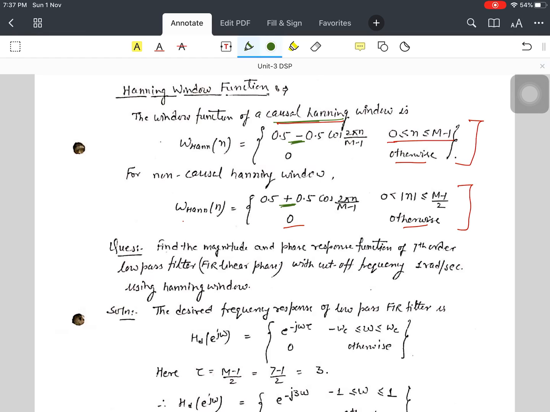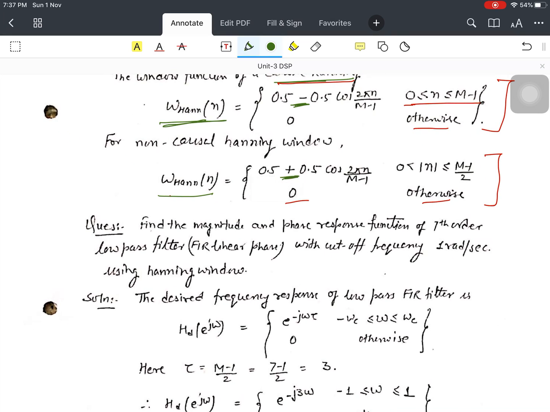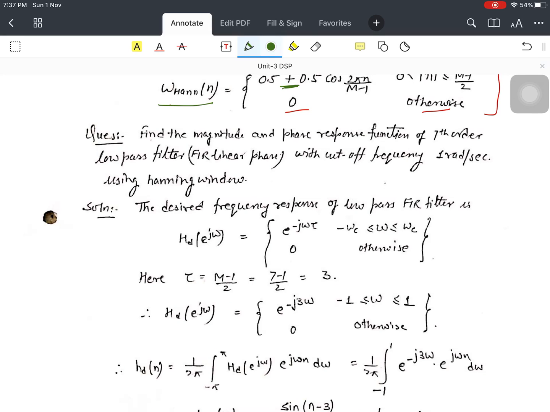Now, the procedure for designing an FIR filter using the Hanning window technique is the same as what we used for the rectangular window. The only change is the windowing function. There it was w_R(n) equal to 1; here we have the Hanning function. Since the process is the same, there is no need to discuss it again. So, let us discuss a numerical problem.